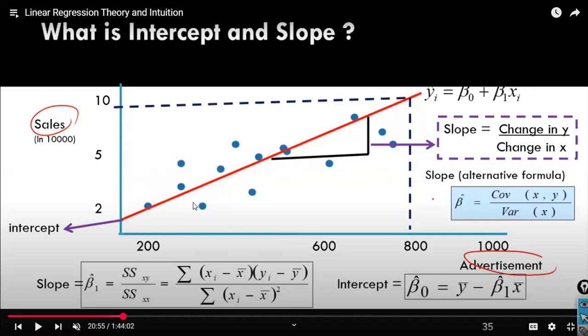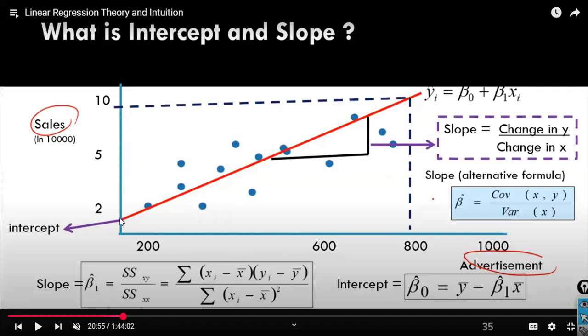Got it? So the point where the line touches the y-axis is called the intercept. And what is slope? Slope is nothing but the rate of change in y when x changes. This is your y, this is your x. What do you mean by rate of change in y when x changes? When I increase the advertisement amount, when I invest more money in advertisement, obviously there is an increase in my sales. That is what slope is.